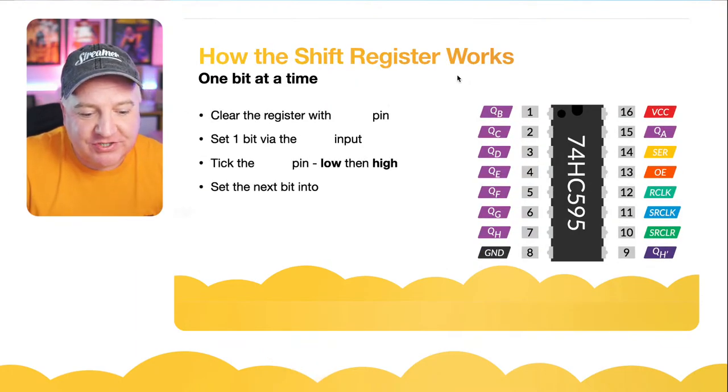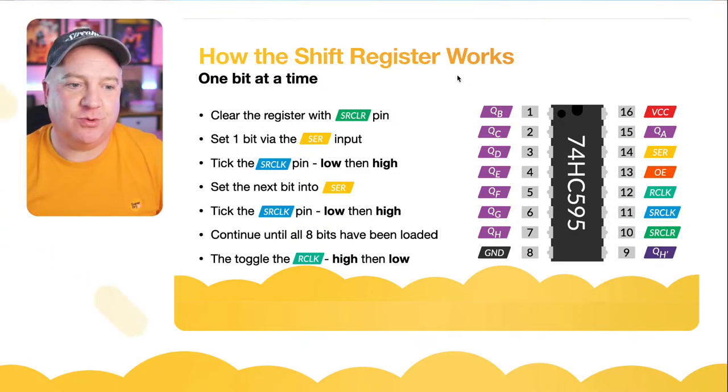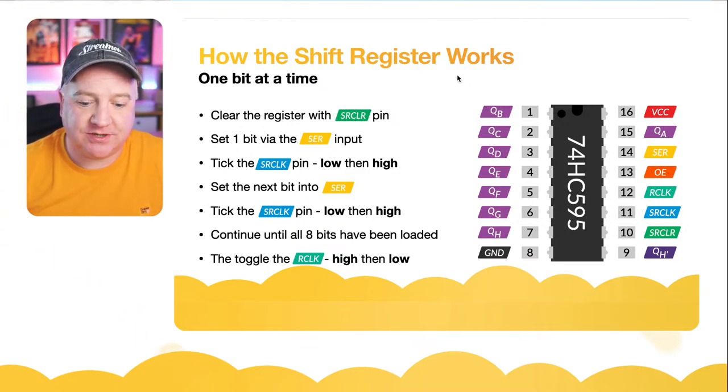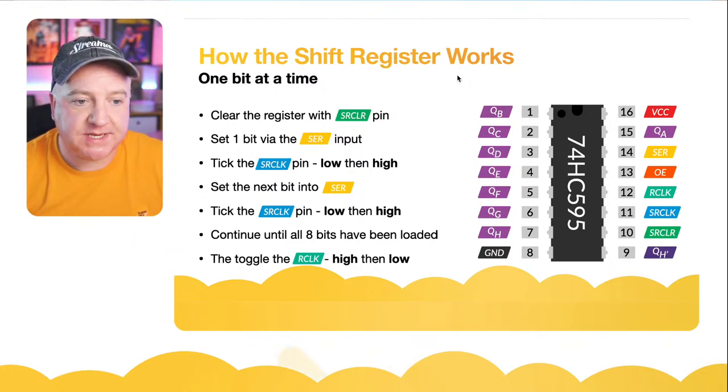So how do these shift registers work? One bit at a time. So this is the sequence that we'll go through. To clear the register, we can make the SRCLR pin 10 drop low temporarily and then put it back high again, because high would be the voltage in. And that will just clear it, make it all zeros.